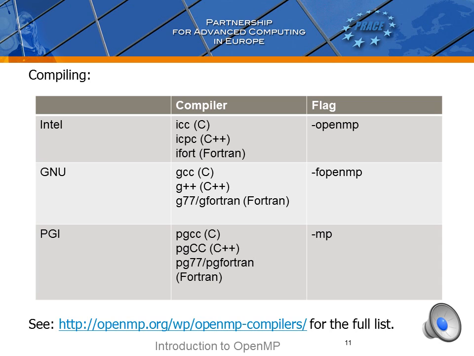Several compilers from various vendors support OpenMP. The table here shows what to use for Intel, GNU, and PGI compilers. For Intel, the -openmp flag is used. For GNU, -fopenmp, and for PGI, -mp is used. For a full list of compilers and the corresponding OpenMP flag, you can see the link down here.